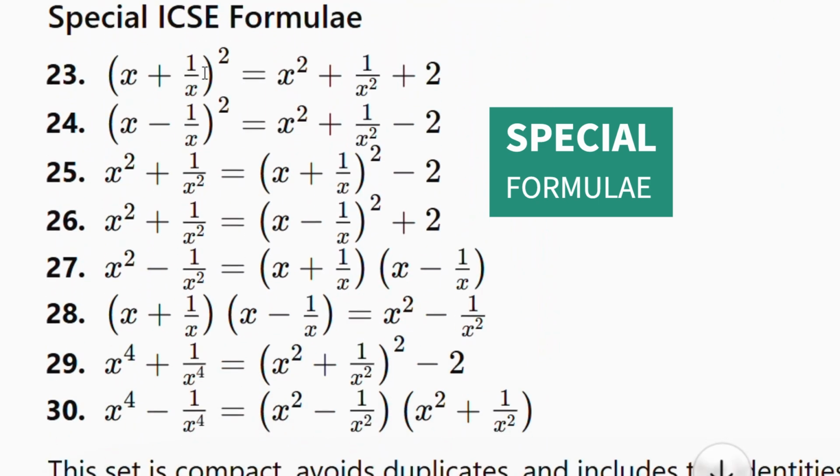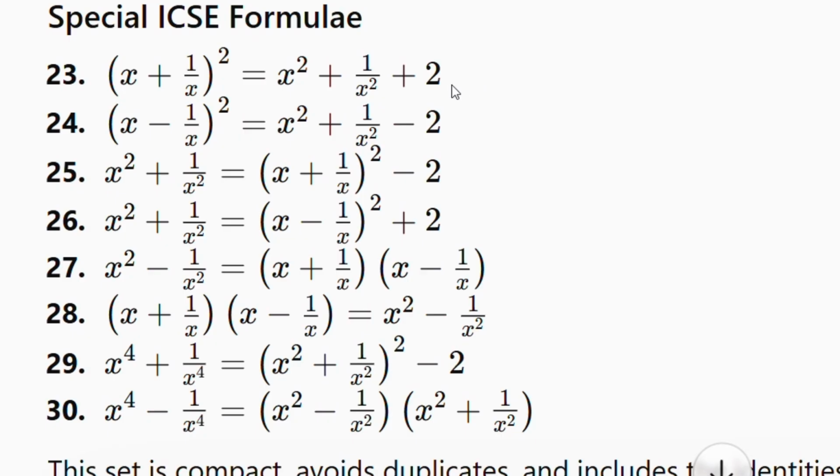Now special formula: (x + 1/x) whole square. This is (a + b) whole square equals a square plus b square plus 2ab. 2ab is your x into 1/x. This is cancelled, so this is x square plus 1/x square plus 2. Similarly, (x − 1/x) whole square equals x square plus 1/x square minus 2. a square plus b square equals (a + b) whole square minus 2ab. Here 2ab means ab, x into 1/x cancelled. So this is only minus 2.